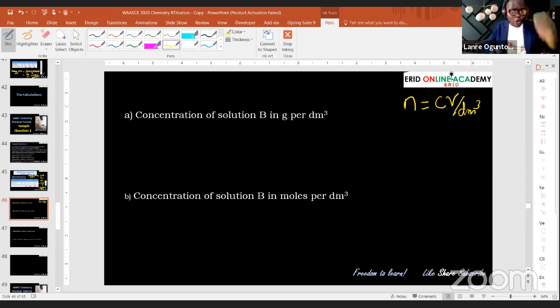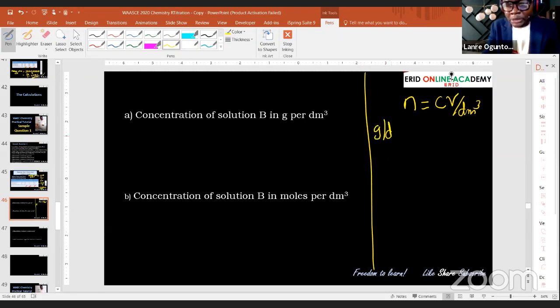Concentration of solution B in grams per dm3. By now you should remember that concentration in grams per dm3 means what? Concentration in grams per dm3 is another name for mass concentration. Very important that you record that. That's another name for mass concentration.